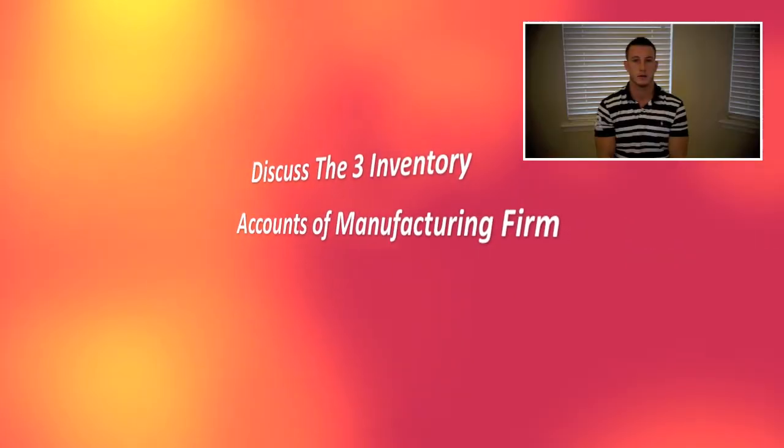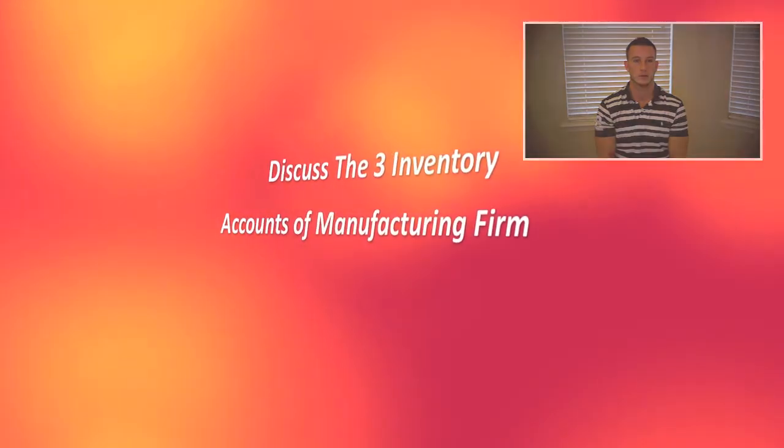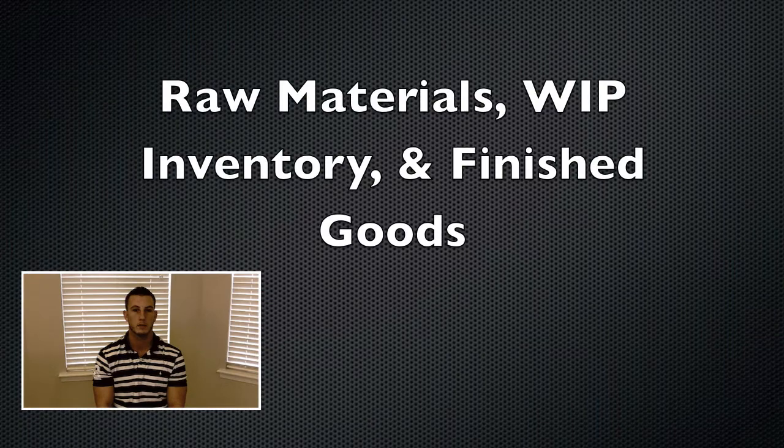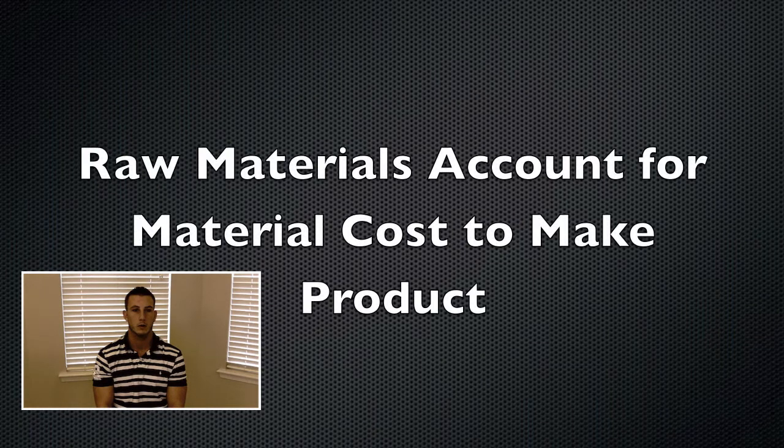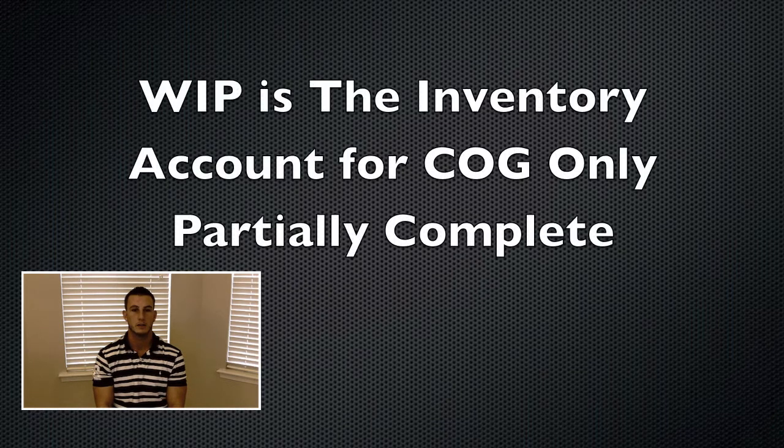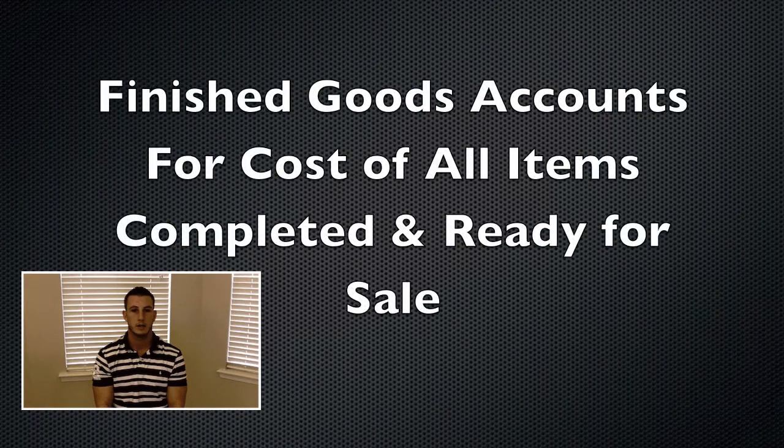Discuss the three inventory accounts of a manufacturing firm. Raw materials, work in process, and finished goods are the three inventory accounts. Raw materials account for the cost of materials at hand that are used to make a product. Work in process inventory accounts for the cost of goods that are only partially complete. Finished goods is the account for the cost of all items that are complete and ready to sell.